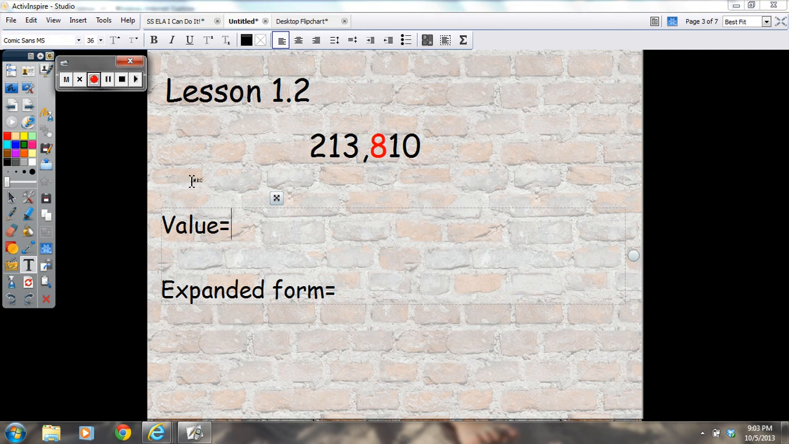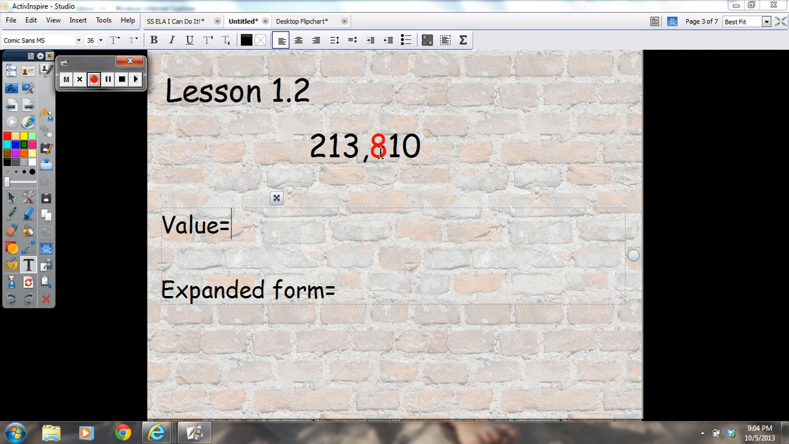So now for our next example, before I have you try some on your own, we have the number 213,810. Again, the number 213 is in the thousands period, 810 is in the ones period. That means we have 213 thousands and 810 ones.